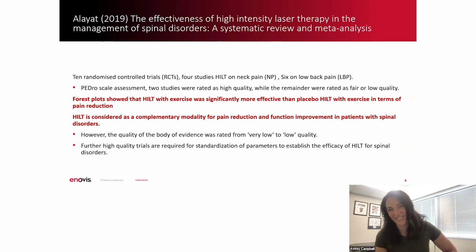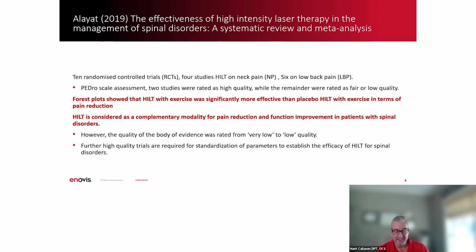Right. And then the other piece, like in this study, is that the laser is a complementary modality. It doesn't stand by itself and fix everything, and it's not a magic wand. But it's a tool that, when you understand how to dose it and use it properly, can really help make things better and get people better quicker. And you hit it right on the head when you said it helps them have less pain so you can do more functional stuff and get them moving.